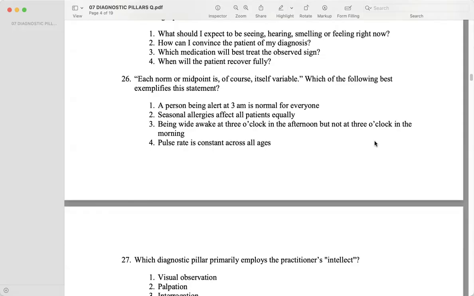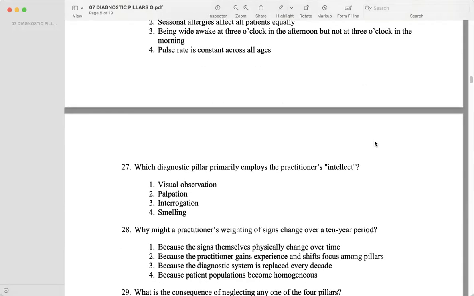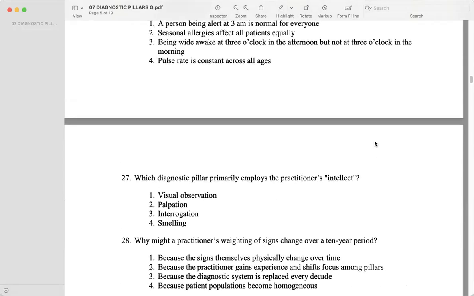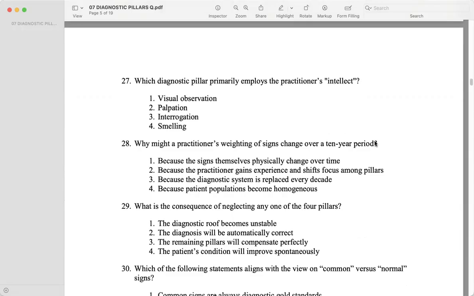Being wide awake at 3 o'clock in the afternoon, but not at 3 o'clock in the morning. You should be asleep. You should be having REM movement, rapid eye movement. Which diagnostic pillar primarily employs the practitioner's intellect?